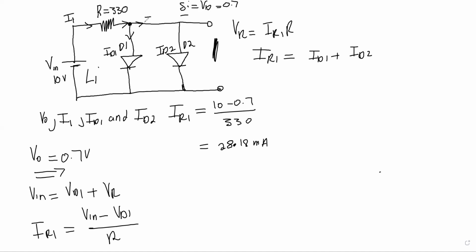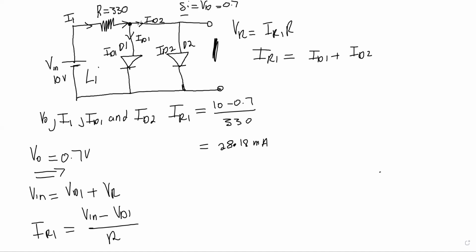It's going to split to ID2 and ID1. The total current is going to split. When it's split, it's going to split to ID1 and ID2. So let me explain why I'm saying I1 is equal to ID1 plus ID2. This is the direction of the current, how the current will flow. The current will flow in these three directions.